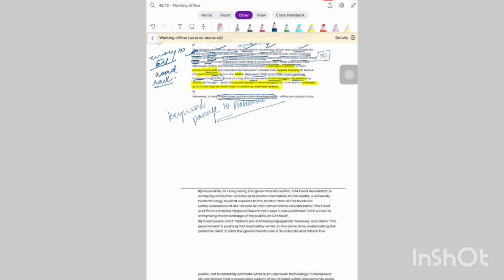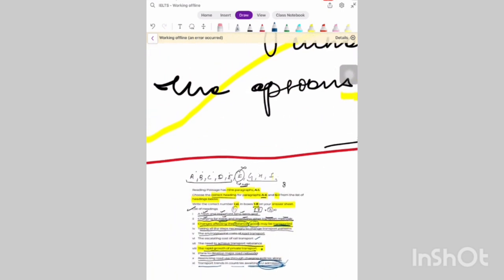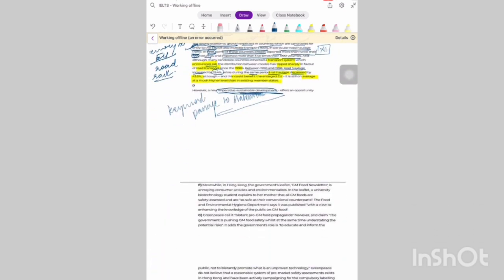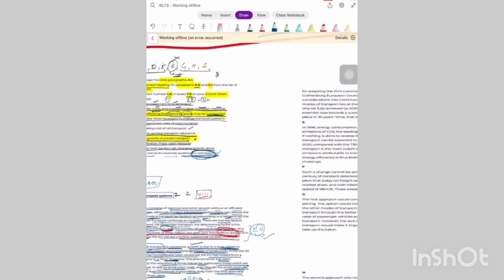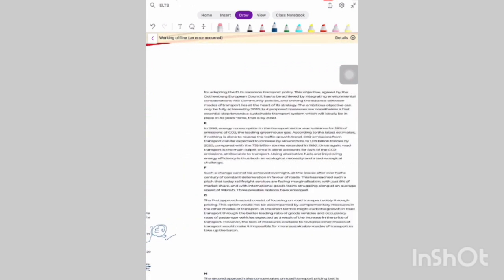Now we are talking about sustainable development. Let's look at the options here which talk about sustainable developments. Okay, let's read the paragraph first. Oh, there's only one thing in one line in the paragraph, or what? Let me see. Okay, it's here. However, a new imperative sustainable development offers an opportunity. So it offers an opportunity. Okay, what kind of opportunity? For adopting EU's common transport policy.